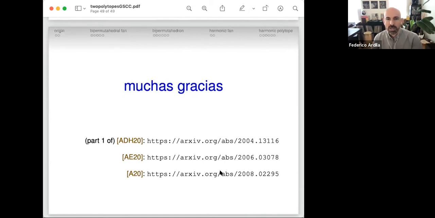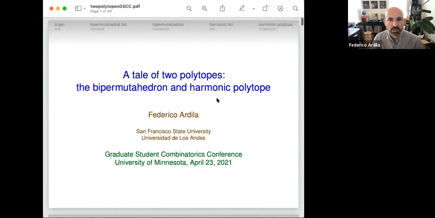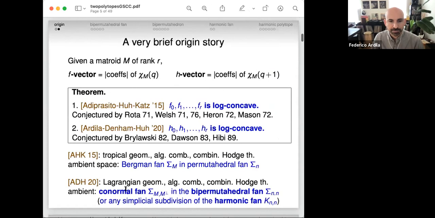Okay, so Gaurav is asking about the relationship between the two fans and what this means for matroids. This is a great question, and I had a bunch of other slides that I cut because I knew that I was going to be running out of time. But let me say one word about that, which is that here I mentioned that this conormal fan associated to a matroid lives in the bipermutahedral fan or in any subdivision of the harmonic fan. So what does this mean?